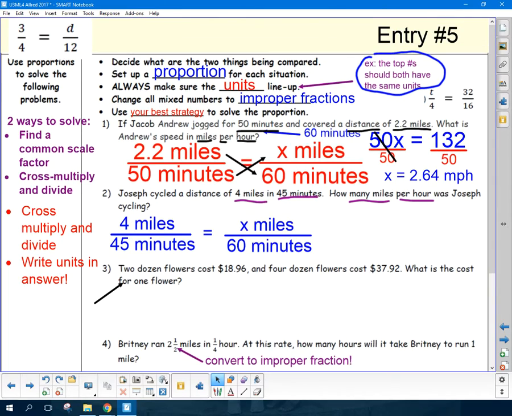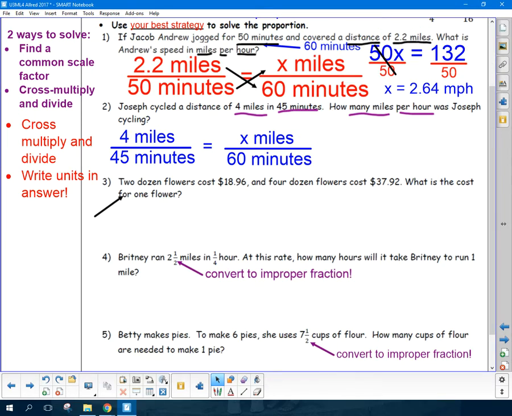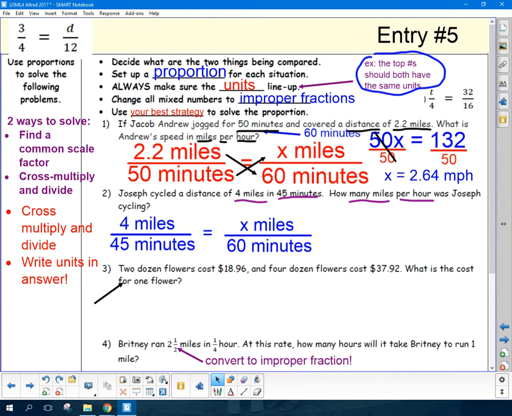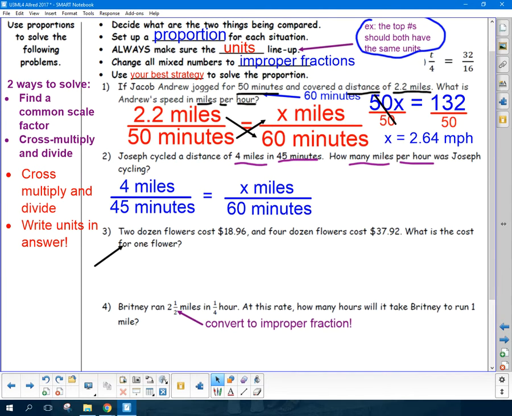The big thing for these is to decide what's being compared, set up a proportion for each situation, make sure the units line up on top and bottom, change all the mixed numbers to improper fractions if you have to, and then use whatever strategy you like best to solve the proportion. Sometimes you might have to cross multiply, but sometimes you might be able to use scale factor depending upon the numbers.